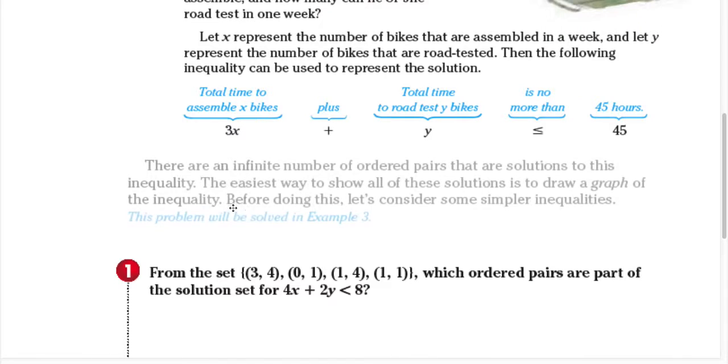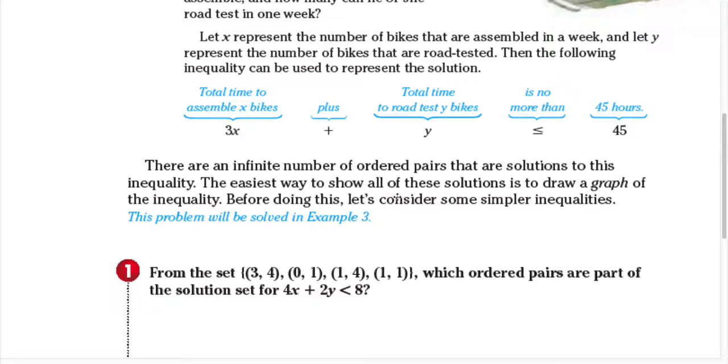There are an infinite number of ordered pairs that are solutions to this inequality. The easiest way to show all of these solutions is to draw a graph of the inequality. But before doing this, let's consider some simpler inequalities. We will solve this in example 3.